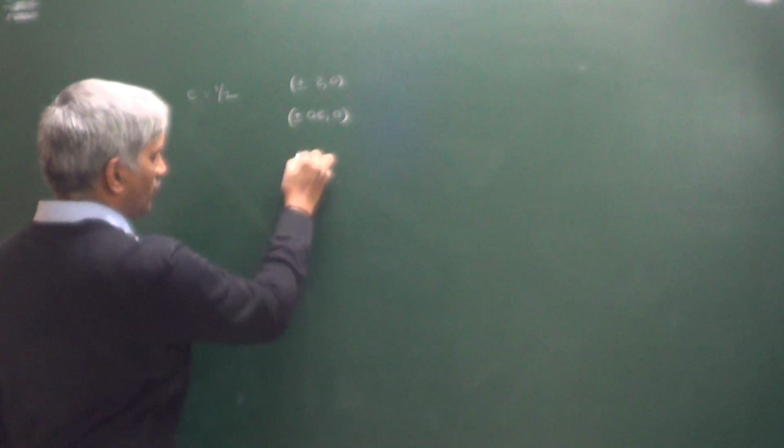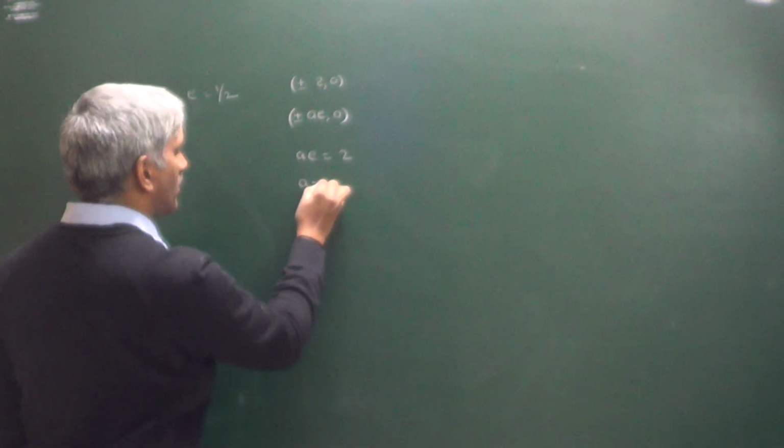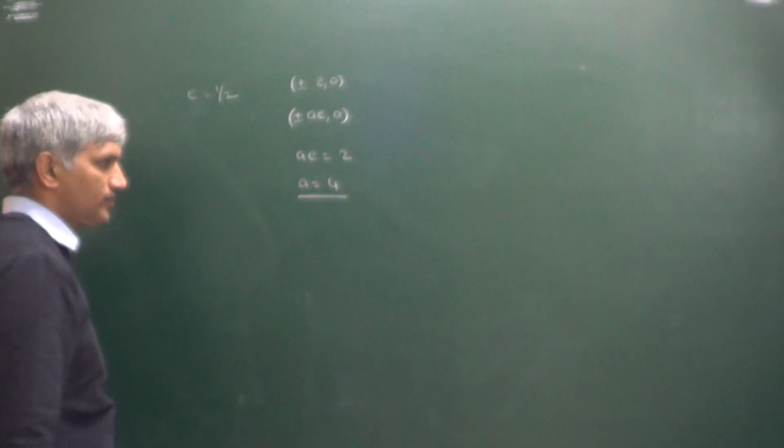So they have given like this, eccentricity is given as 1 by 2, so it is an ellipse. Foci is given as plus or minus 2 comma 0. So that's why coordinates of the focus plus or minus AE comma 0. Therefore we are getting AE is equal to 2. E value is already given as 1 by 2. That's why A is equal to 4.